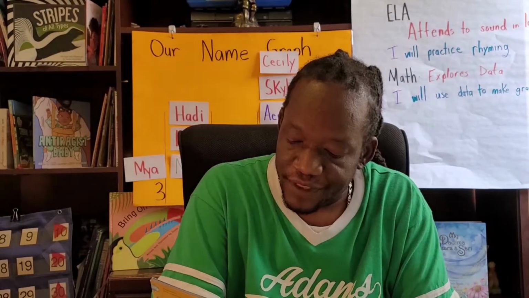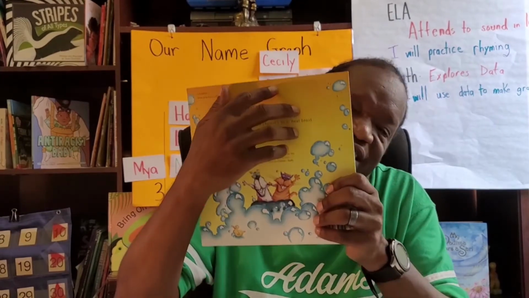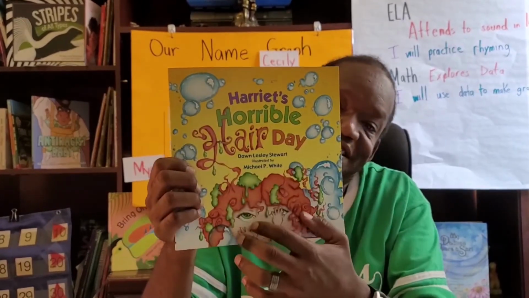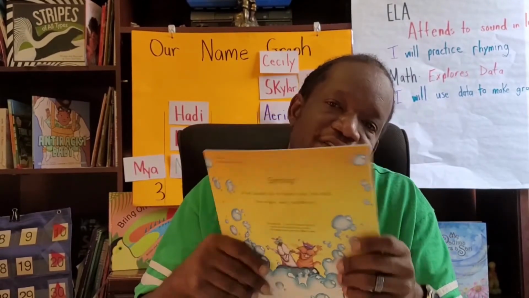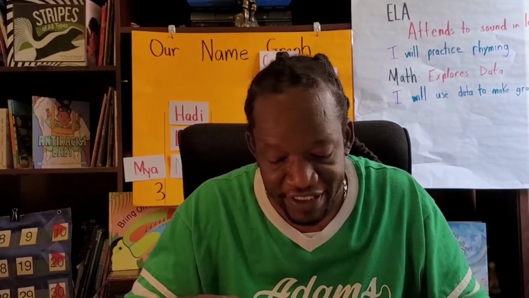It's still my hair, right? The author of this book is Dawn Lesley Stewart, and it's illustrated by Michael P. White. The author writes the words in the story. The illustrator does what? The illustrator draws the pictures. I love that sentence. Right. You all are smart. I don't even have to say anything. You want me to say, oh, back cover, spine, front cover. And I'm reading this with permission from Peachtree Publishing.